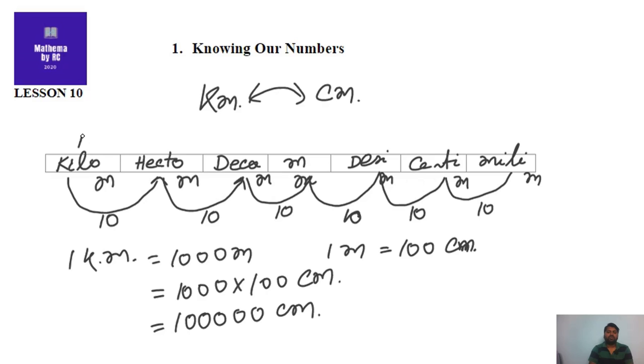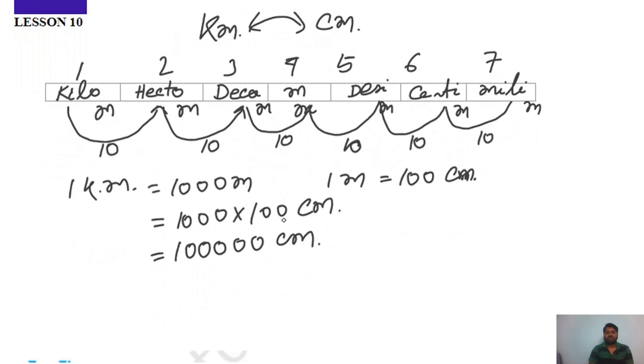So this is the relation between the 7 units, and here the millimeter is the smallest unit and kilometer is the highest unit in this series. So we remember this. Therefore we write 10 to the power 5 centimeter. This is the distance unit.